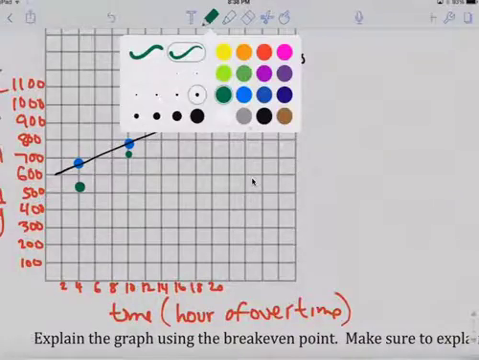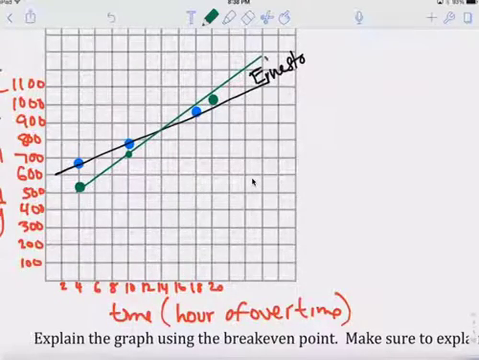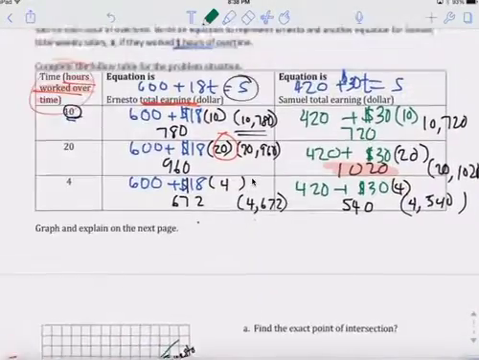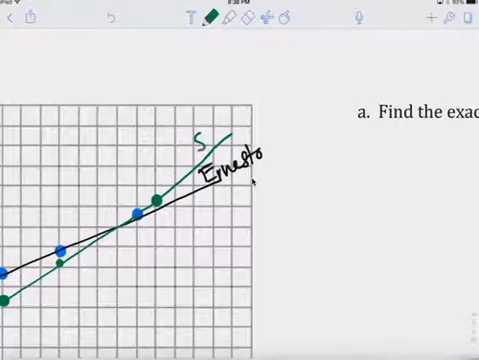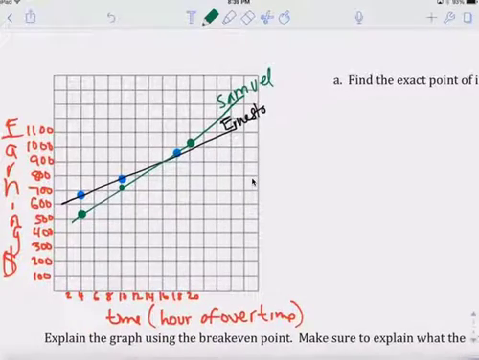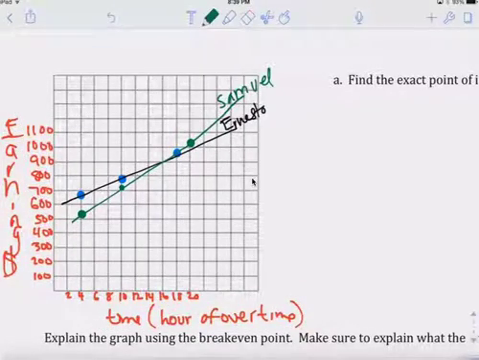Draw a line. Connect them. Okay, and this is Samuel's. Notice I label all my graph. I label what this graph was, Ernesto, Samuel. I label the independent, dependent. It's labeled, so anyone reading the graph doesn't have to look to see what it means.